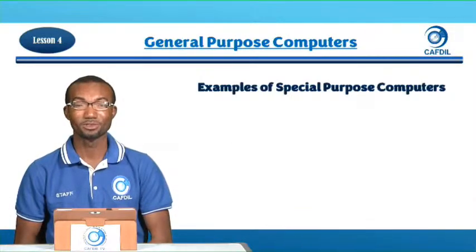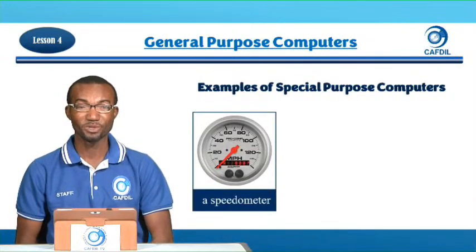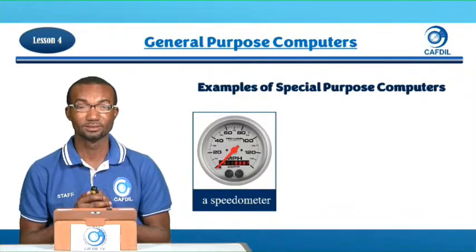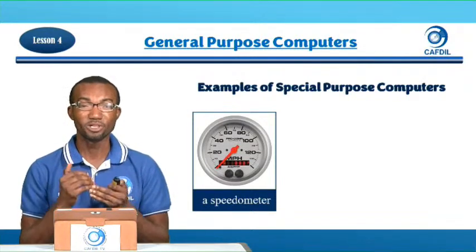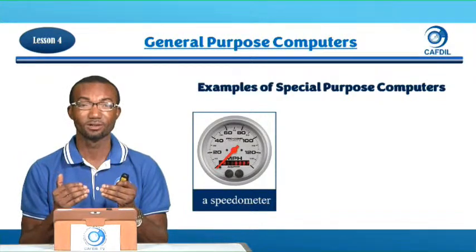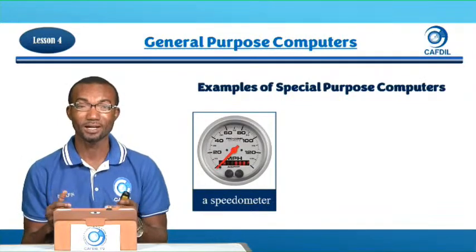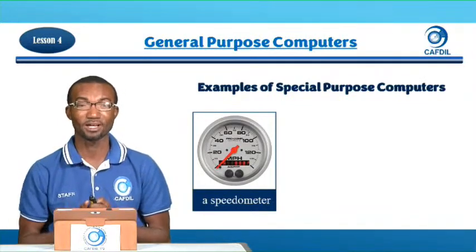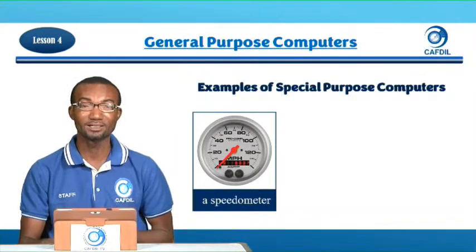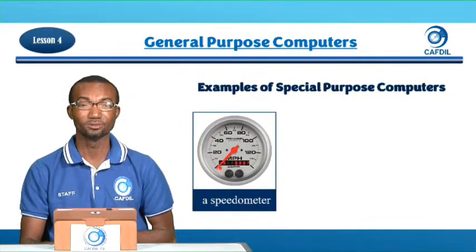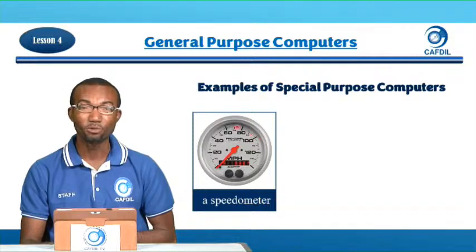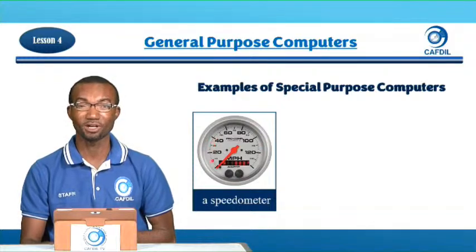Let's go through some examples. The first example we have here is a speedometer. And what do we use the speedometer for? It's built to check the speed or the continuous speed of an object. So when you get into a car, on the dashboard you see the speedometer of a car, and as the car starts you see the handle moving, recording the speed that the car is accelerating. So this speedometer is built to measure the continuous speed of an object.